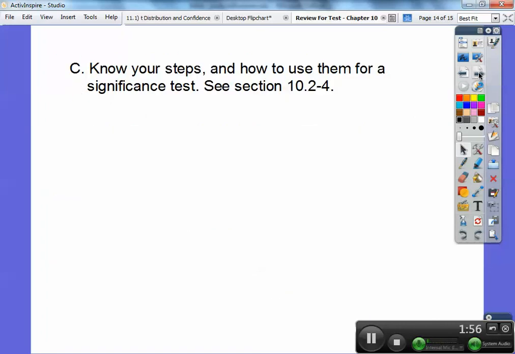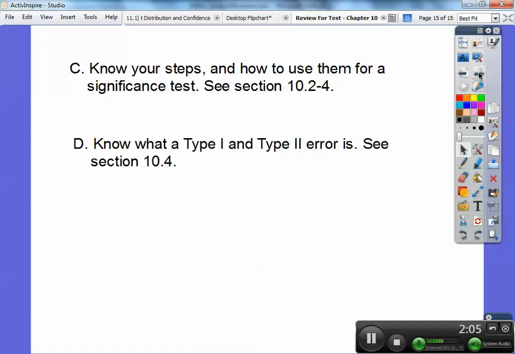Then know your steps and how to use them for a significance test. Step 1, Step 2, Step 3, Step 4. Be able to write those down and state those. And then lastly, know what type 1 and type 2 error is.